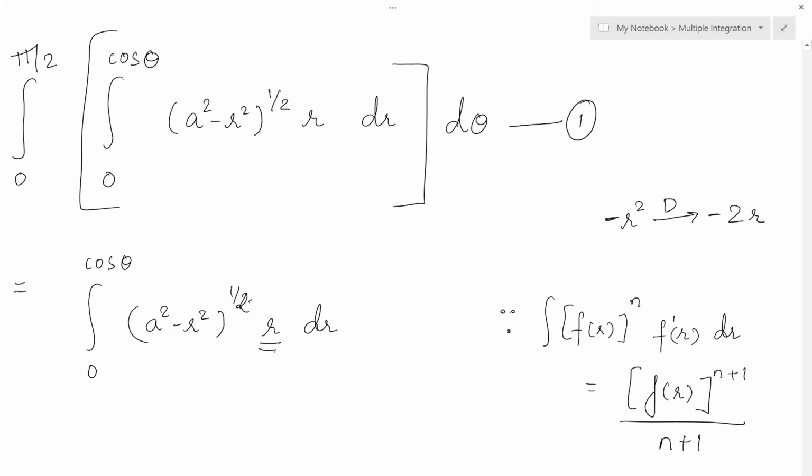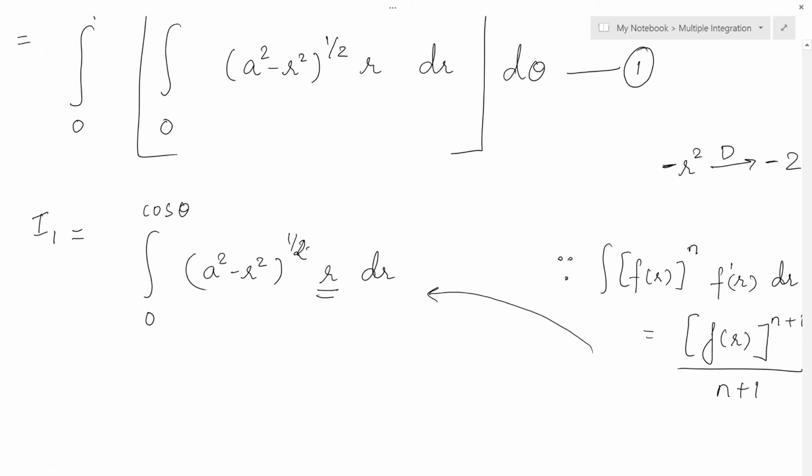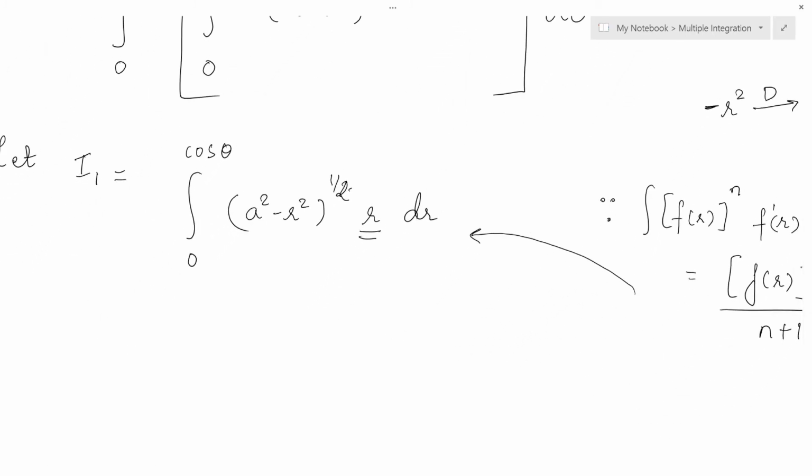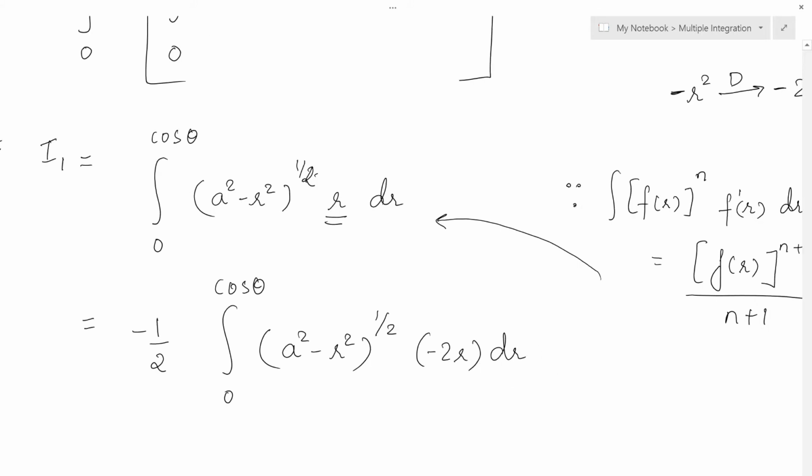You require minus 2 to use this formula. Correct? So what you will do now, you will make a simple adjustment. We will multiply and divide by minus 2. So let us multiply and divide by minus 2. So then I can directly use this formula, right? So let us apply this formula.